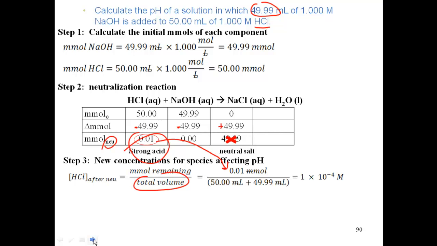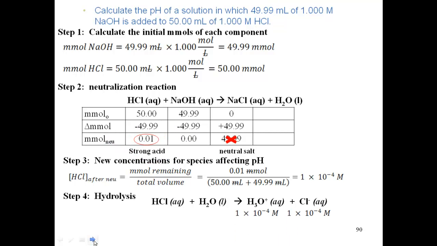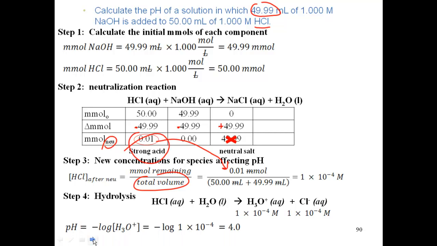We had to do these first 3 steps to get to that point. So next step is hydrolysis. Hydrolysis of a strong acid: we break up that HCl into hydronium and Cl minus. Since it's strong, it breaks up 100%, which means I've got 1 times 10 to the negative 4th molarity and 1 times 10 to the negative 4th molarity. And then I need my pH. pH is equal to the negative log of my hydronium, which is the negative log of 1 times 10 to the negative 4th, which is a pH of 4.